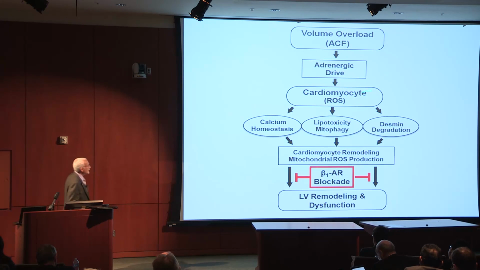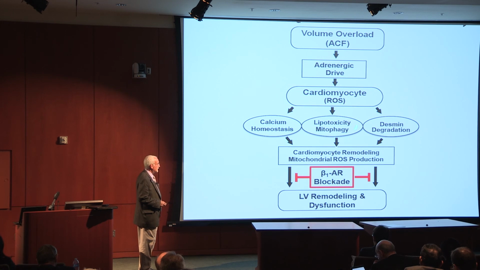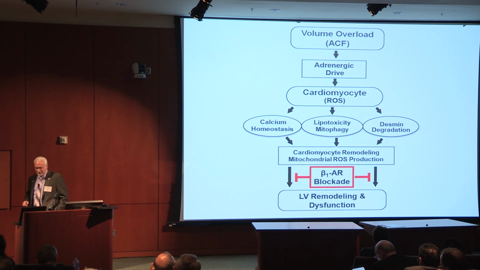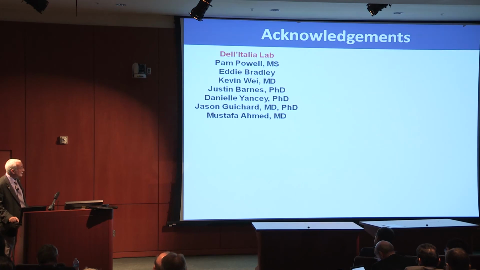In the myocyte, there is a dysfunction of calcium homeostasis, I think lipotoxicity, and desmin degradation, resulting in cardiomyocyte remodeling. And when you start breaking down mitochondria, their volume is 40% of the cardiomyocyte. Can you imagine if they start producing ROS, which we've actually shown in the recent paper that we published in the American Journal of Physiology?